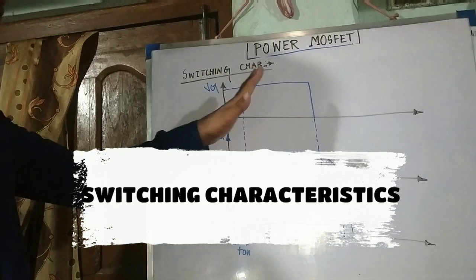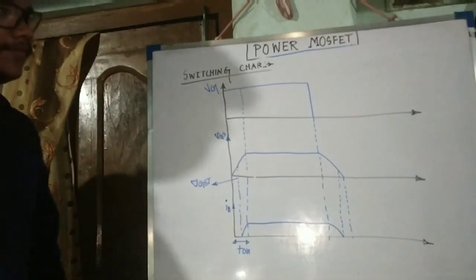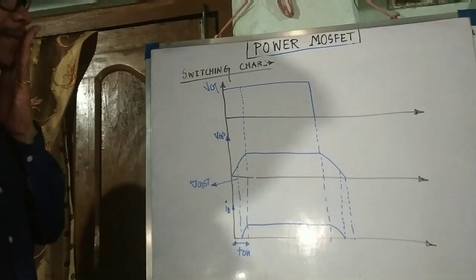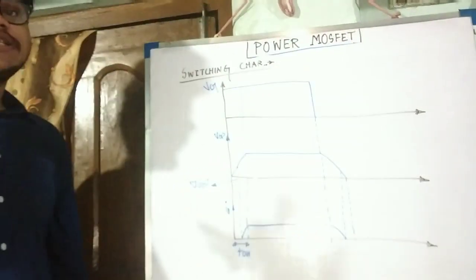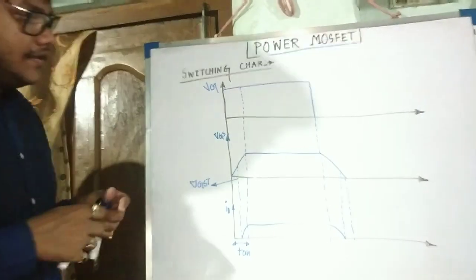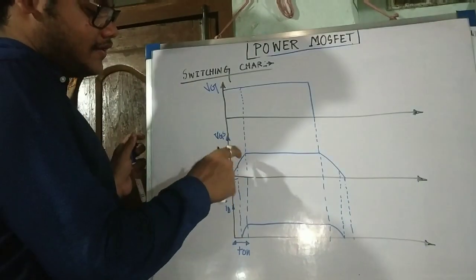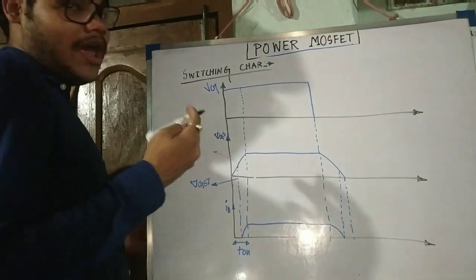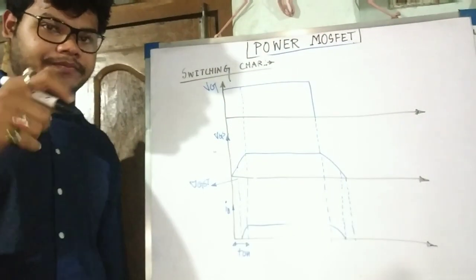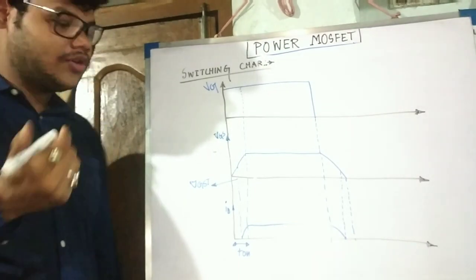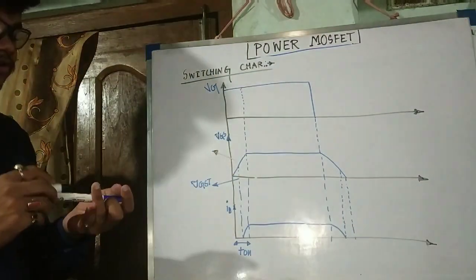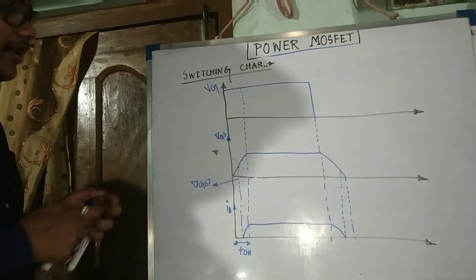I have drawn the waveforms to save your time. When you apply some gate voltage over here, what happens? The gate to source voltage does not change instantaneously. Why? Because of the input capacitance. It is taking some time. As we know, the property of a capacitance is to oppose the sudden change in voltage. That's why the gate to source voltage is not changing suddenly.